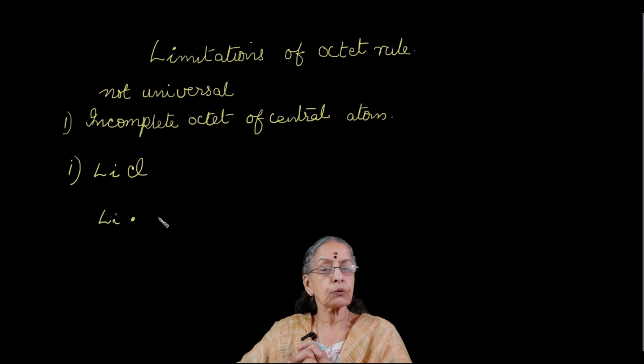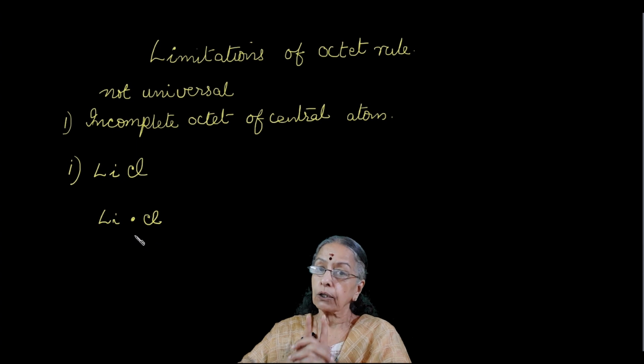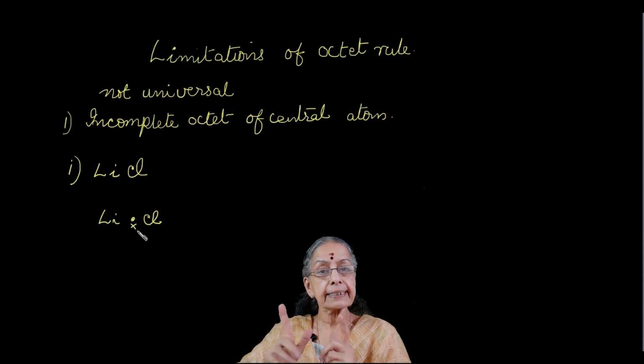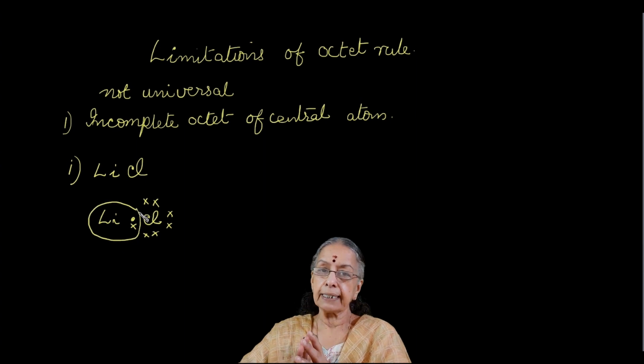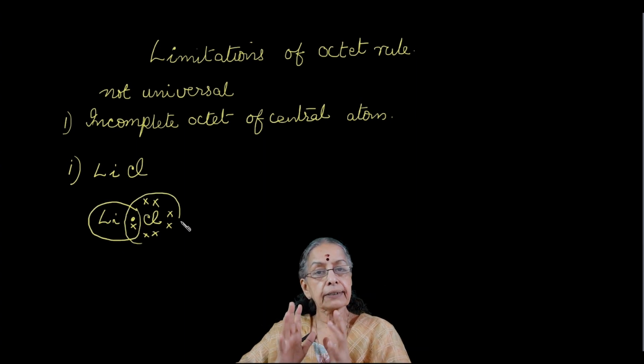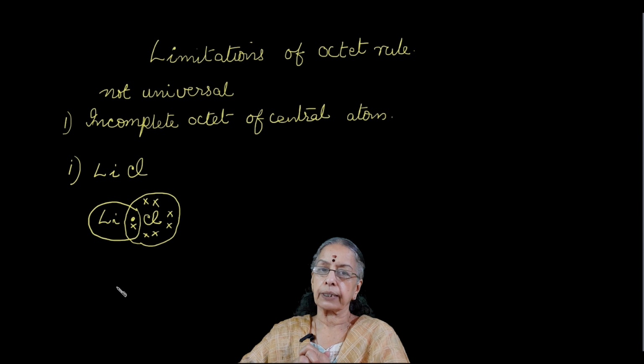Now, when you come to chlorine atom, lithium shares this 1 electron with 1 electron of chlorine atom and forms a single bond. The other 6 electrons of chlorine remain as 3 lone pairs. There are 3 sets of lone pairs. Now, the molecule can be represented as lithium, single bond, chlorine with 3 lone pairs for chlorine.